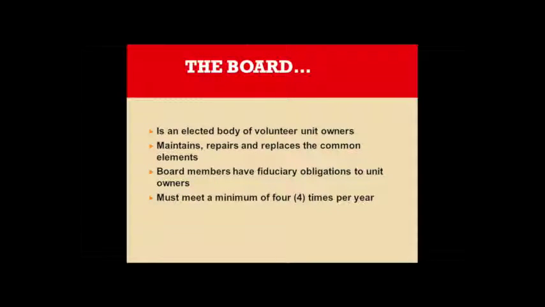So the board. What is the board? The board, no different than our elected government, is elected by the unit owners to represent and make decisions on behalf of the association. And so what will the board do? The primary responsibility of the board is to administer the condominium association. That takes the form of maintaining, repairing, and replacing the common elements. There's a variety of other requirements in all declarations and bylaws and Section 18 of the Condominium Act, which has the minimum requirements for bylaws. But the most important things for this basic Condo 101 are that board members need to understand that they have fiduciary obligations to the unit owners and that a board must meet a minimum of 4 times per year.